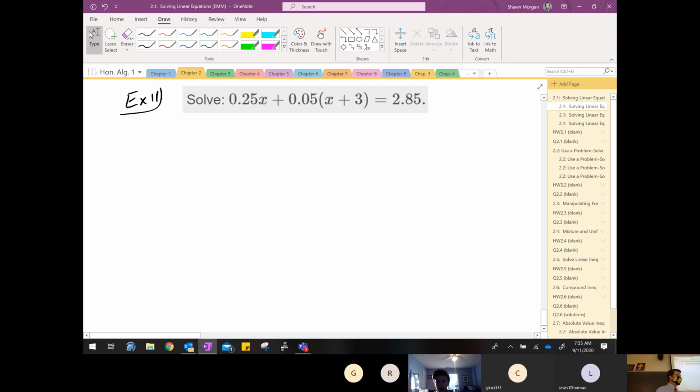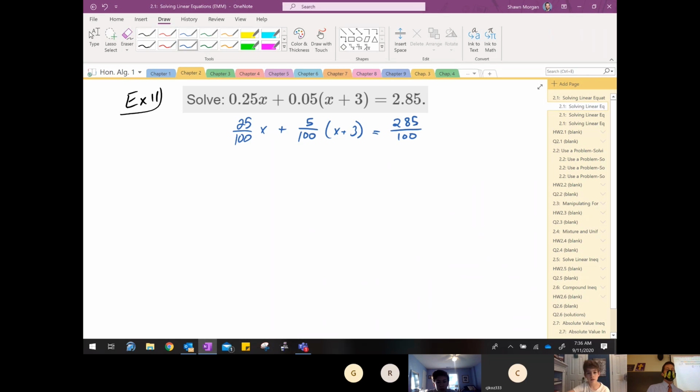So like 0.25, I know that's 1/4, but 0.25 in its fraction form would be 25 over 100. 0.05 would be 5 over 100. And 2.85 would be 285 over 100. Okay. Now, like I said, decimals are fractions in disguise. Now we can kill off all 3 of those fractions by multiplying by the LCD. And what's the LCD in this case? Call it out with great resound.